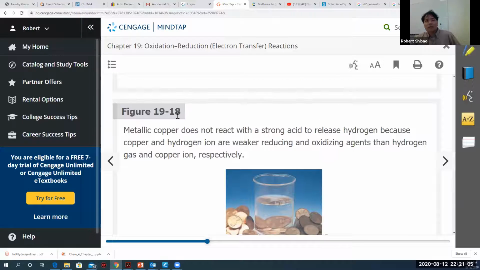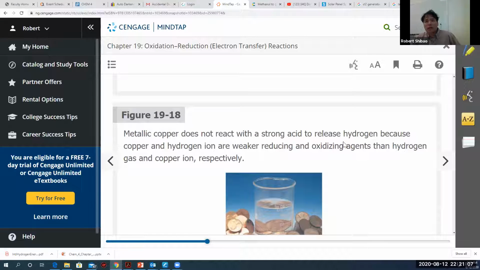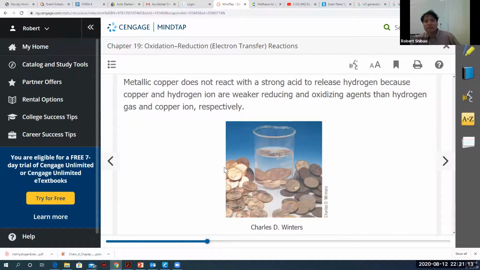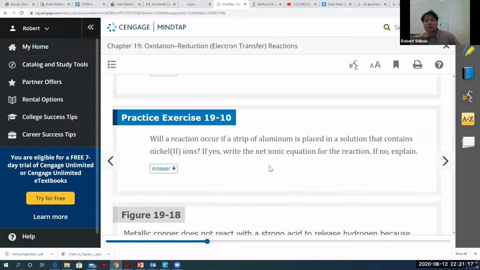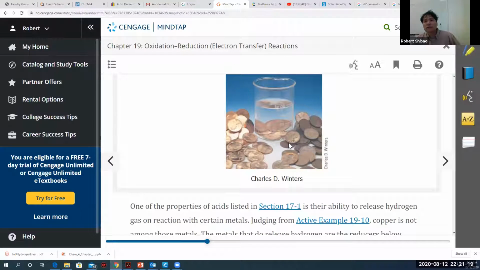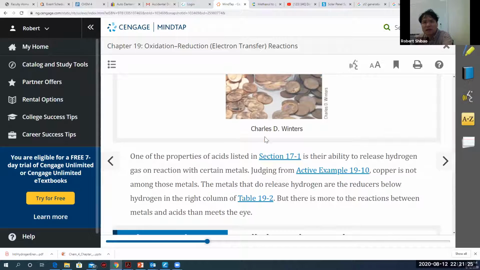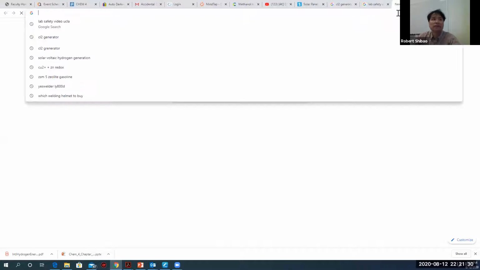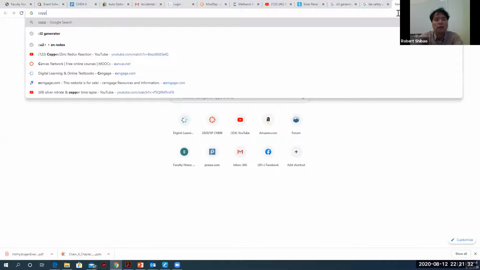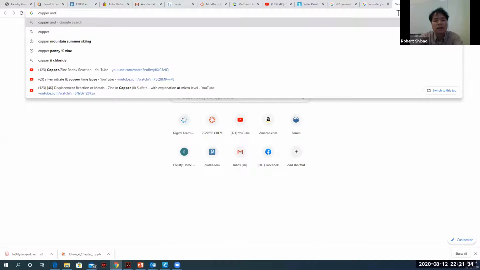Metallic copper does not react with a strong acid to release hydrogen because copper and hydrogen ion are weaker reducing and oxidizing agents than hydrogen gas and copper ion respectively. It doesn't react with mineral acids, so you put the pennies in here, it's not going to eat them up. If you have HCl, it's not going to eat it up. But if you have nitric acid, it'll eat it up. Let's look at that reaction here. We'll look at copper and HCl.